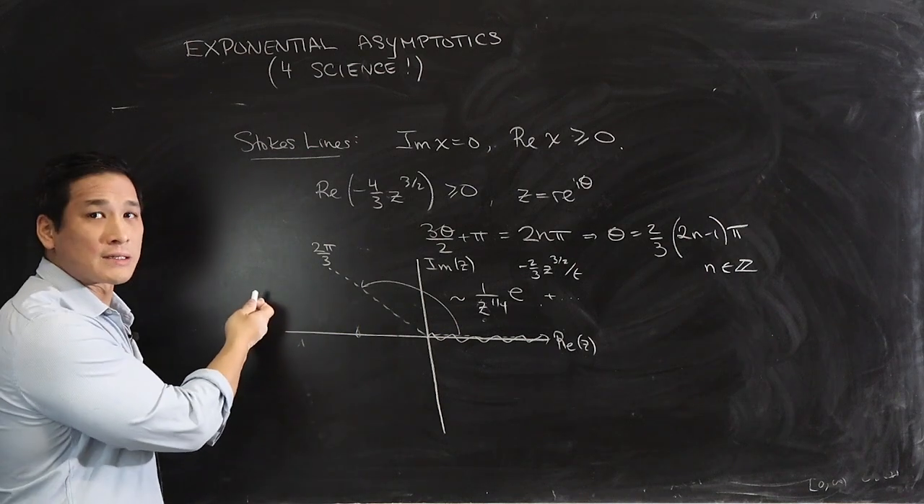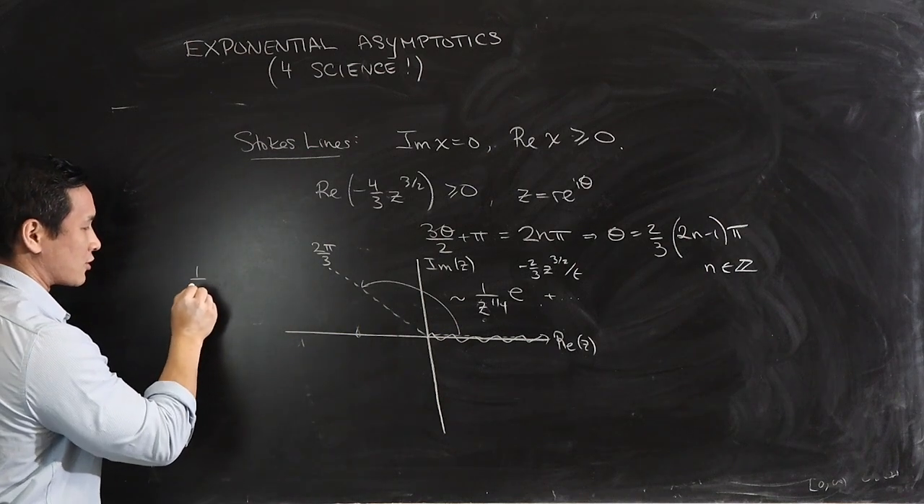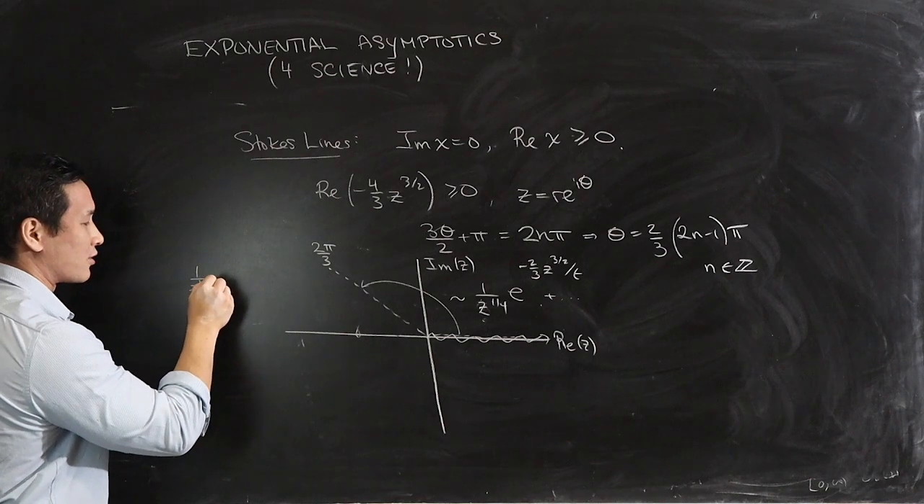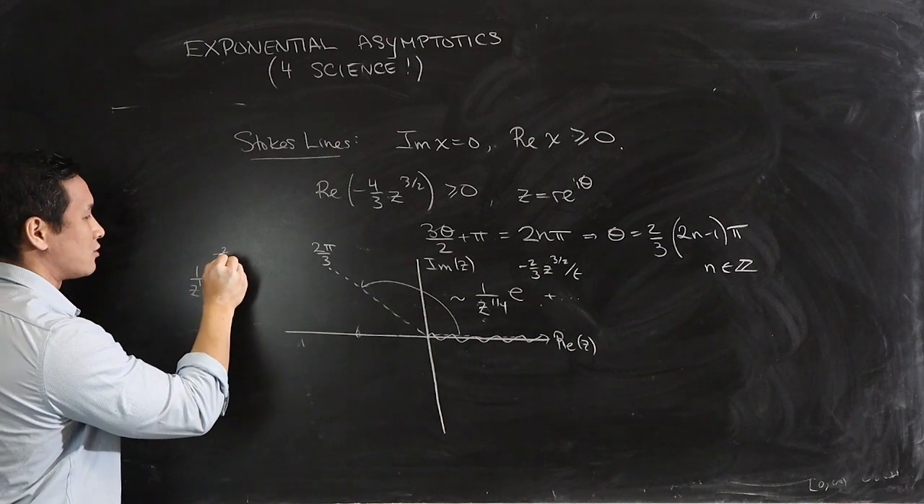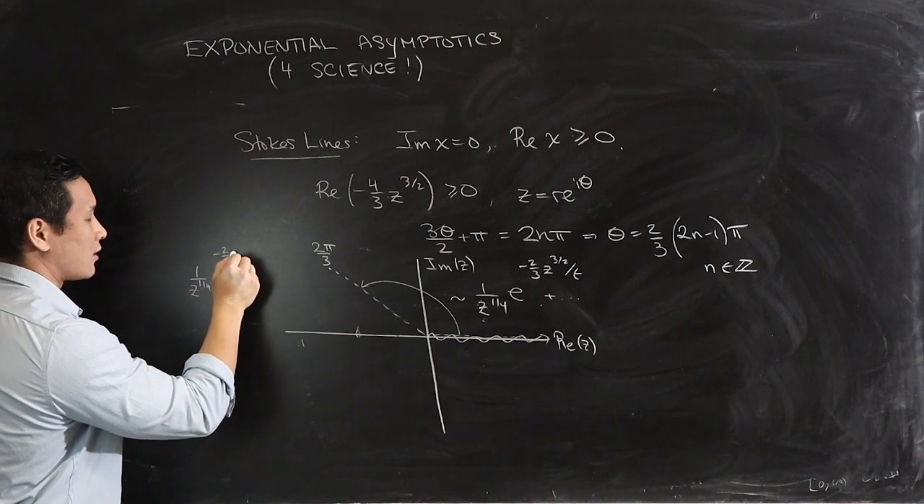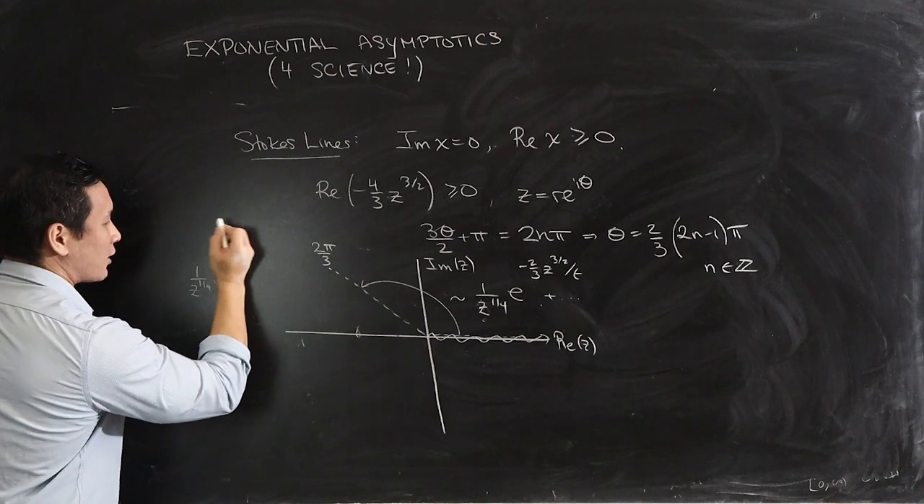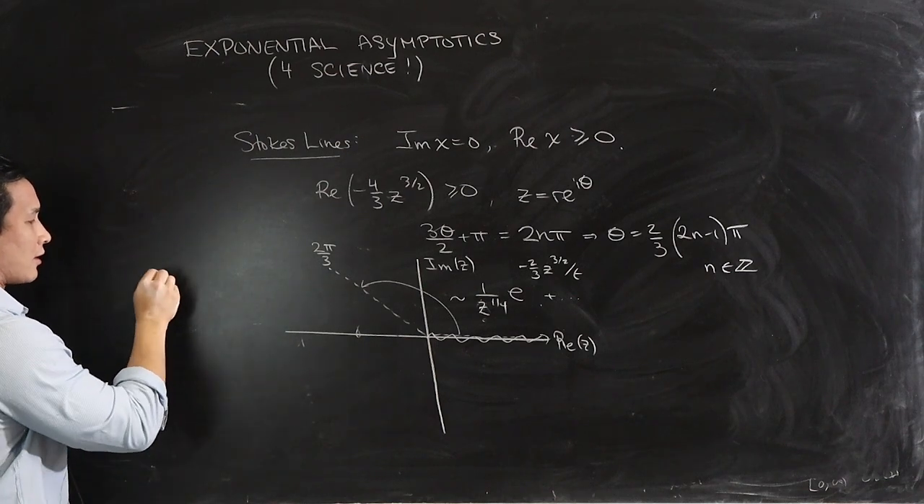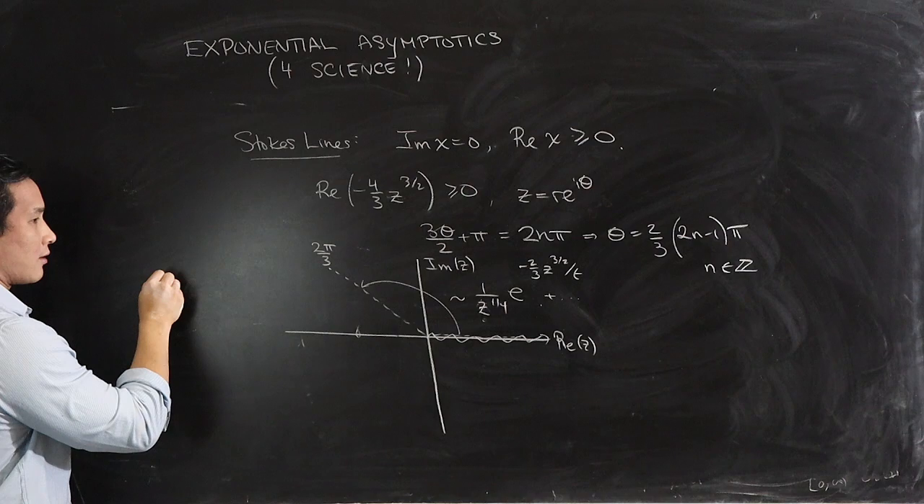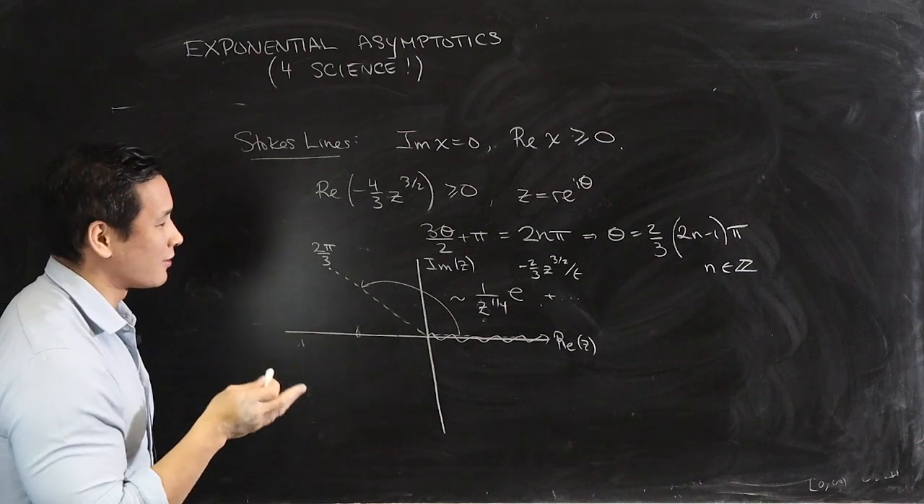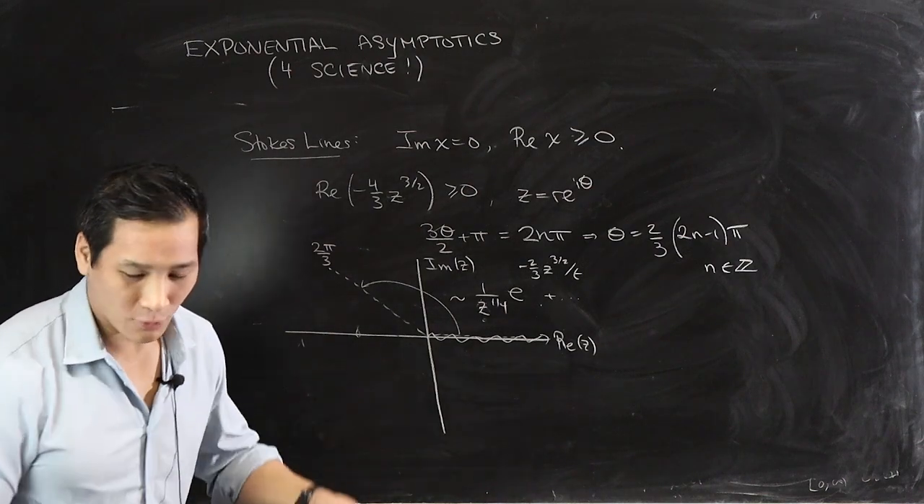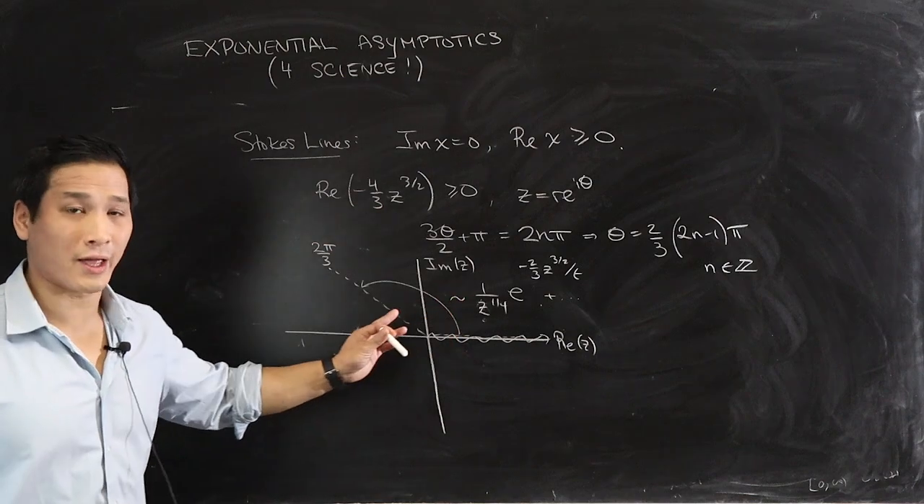On the left-hand side here, it's essentially the term that you had, 1 over z to the 1/4 e to the minus 2 over 3 z to the 3/2. Let me write this in a more careful way so that you can see the structure of the a's.